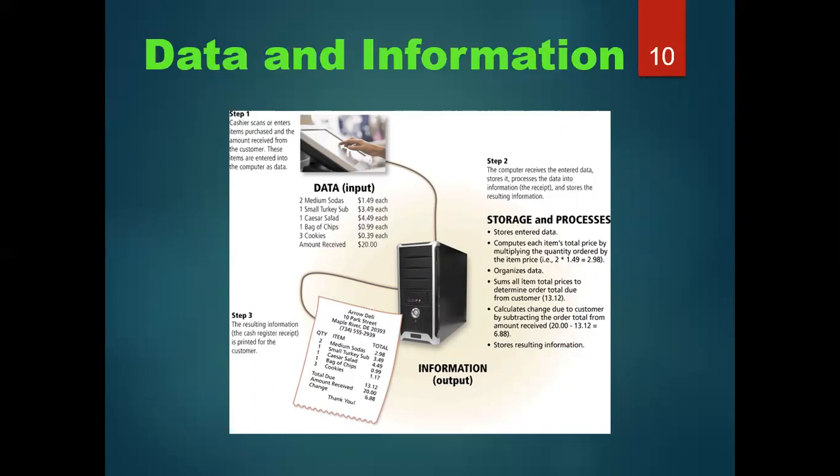So over here, in the second step, the computer processes the data into information as a receipt, and stores the resulting information. At the last step, we can see that the resulting information the cashier receives is printed for the customer. So these are the concepts and the major difference between the idea of data and information. Thank you.